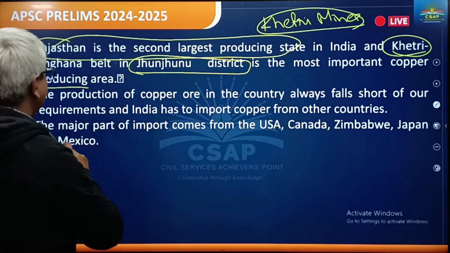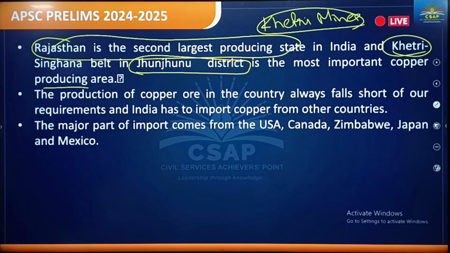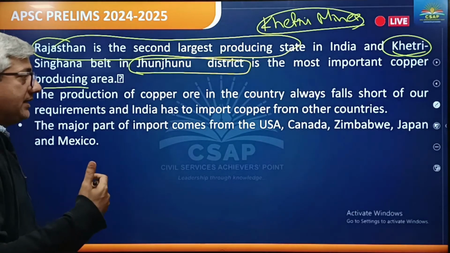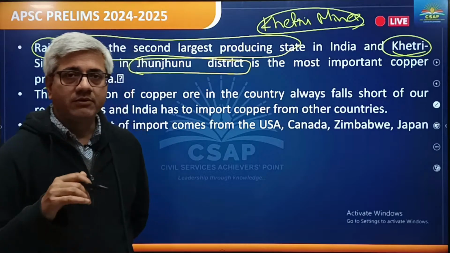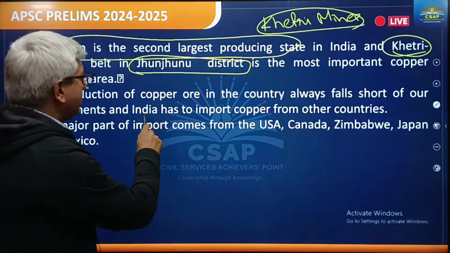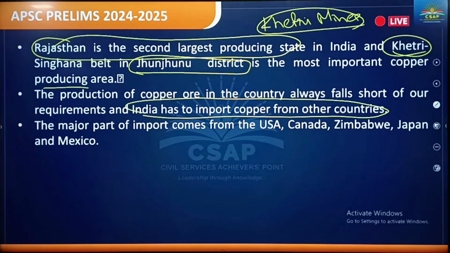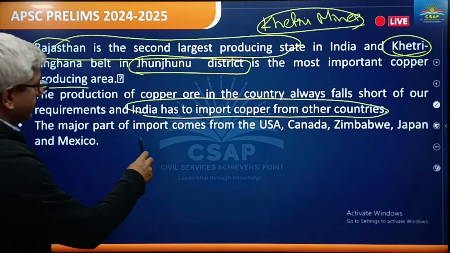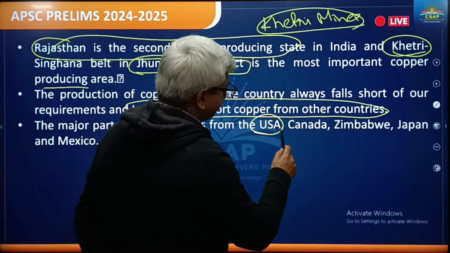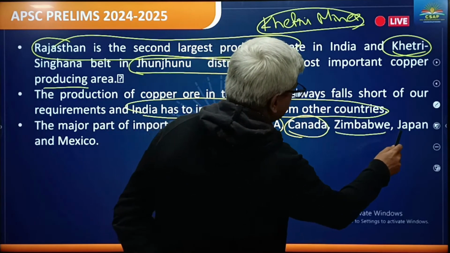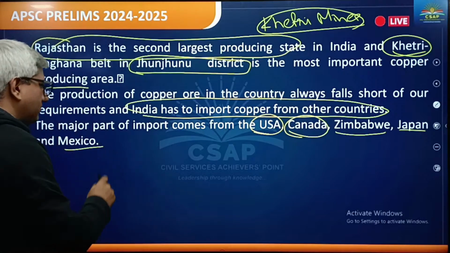from other countries. So we may call it the largest copper mine in India's case, but still our demand cannot be fulfilled by our supply. So India has to import copper from other countries. The major part of import comes from USA, Canada, Zimbabwe, Japan, and Mexico.